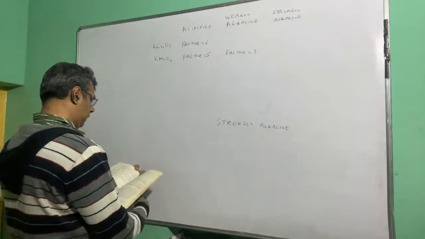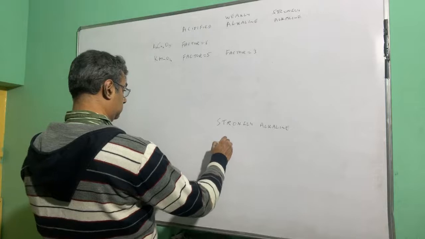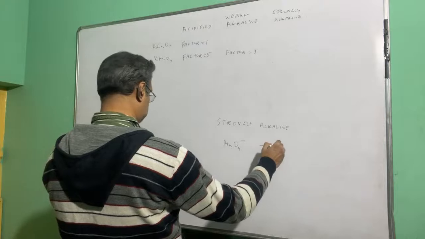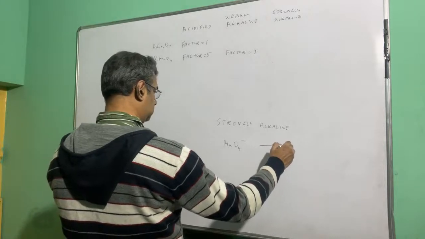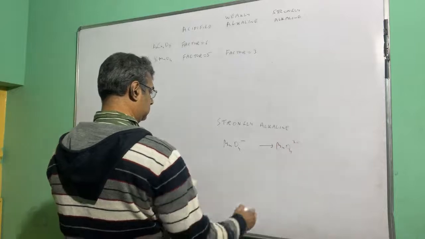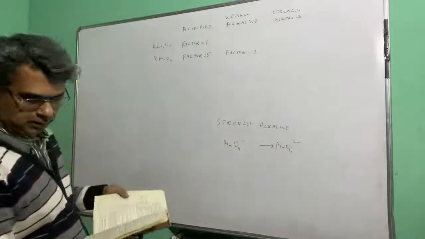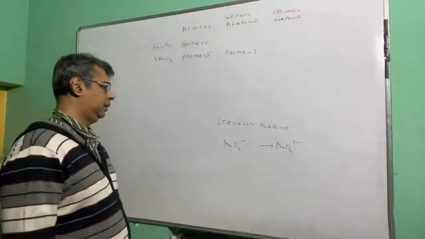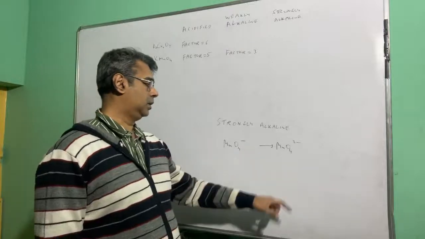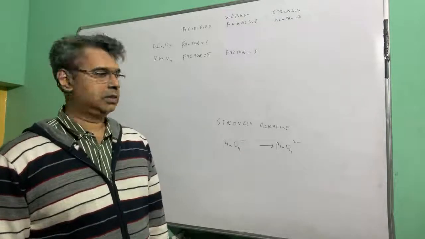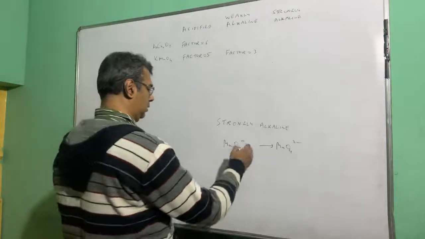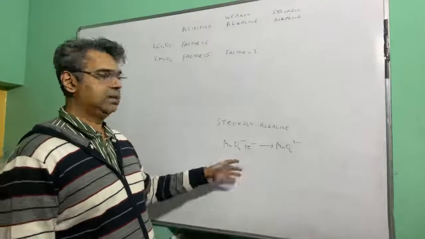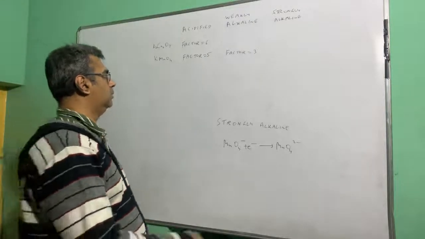Okay, then we have strongly alkaline. If it is strongly alkaline, then MnO4 minus will change to MnO4 2 minus. So here you don't have to do anything, you just have to add 1 electron. Nothing else you have to do because balancing is already done. So here the factor will be 1.